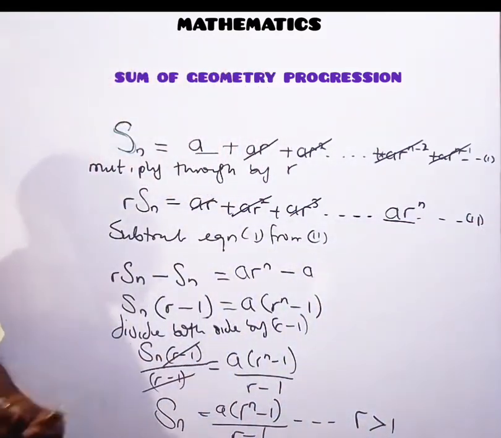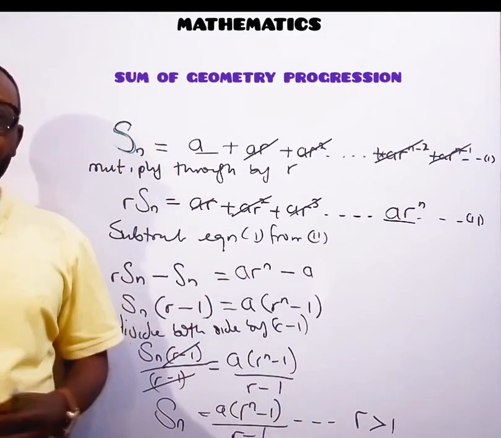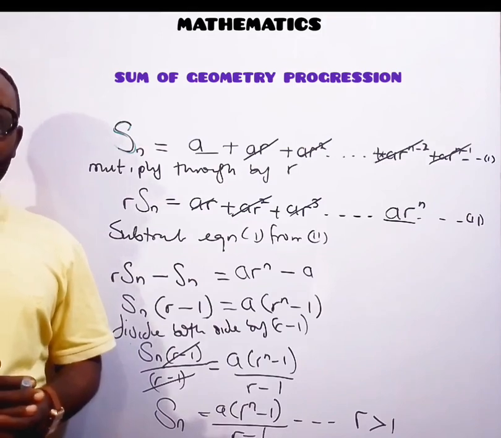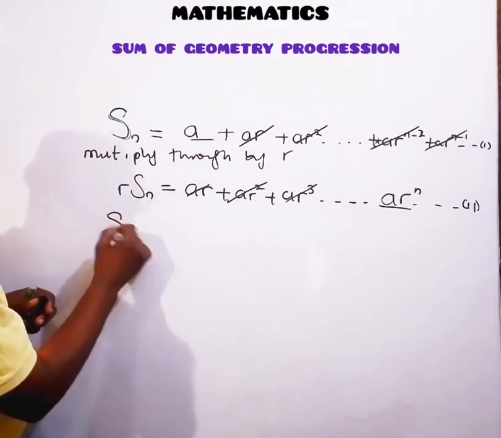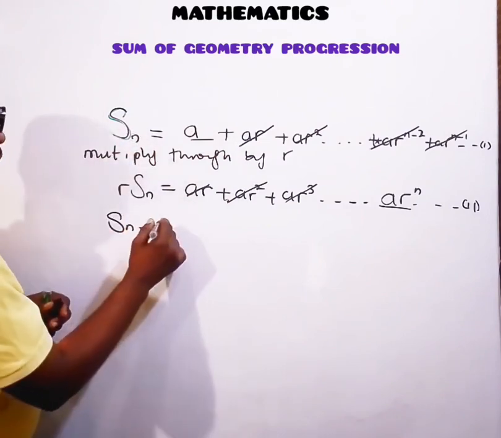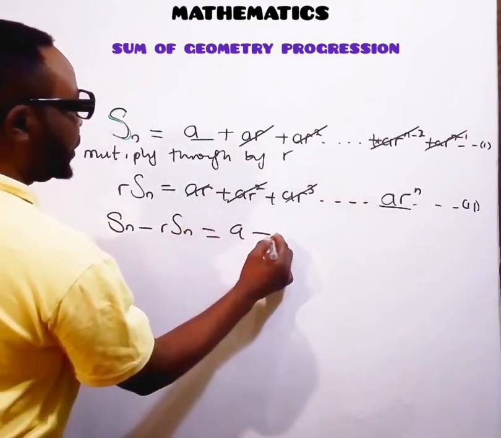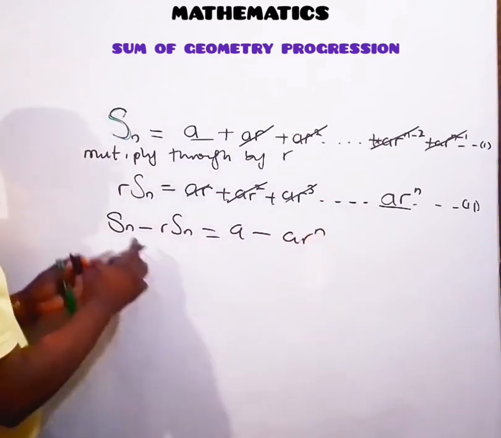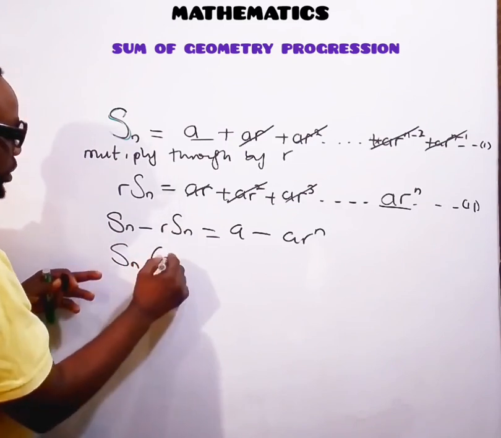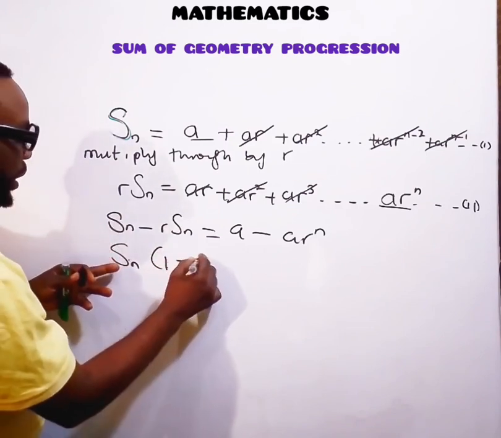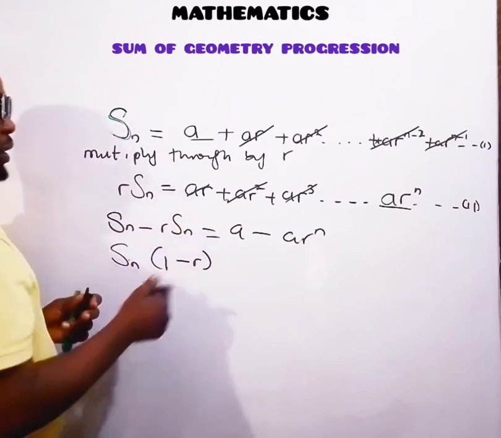Now, let's look at another equation by subtracting equation 2 from equation 1 and see what that gives us. I'm going to subtract equation 2 from 1. So we have S_n minus r S_n, which will be equal to a minus a r raised to the power of n. If you look at this, the common term on the left is the sum of terms, which is going to be multiplied by 1 minus r.